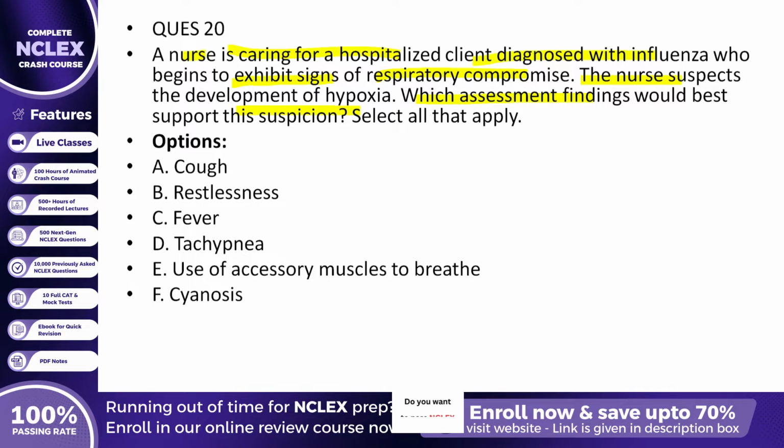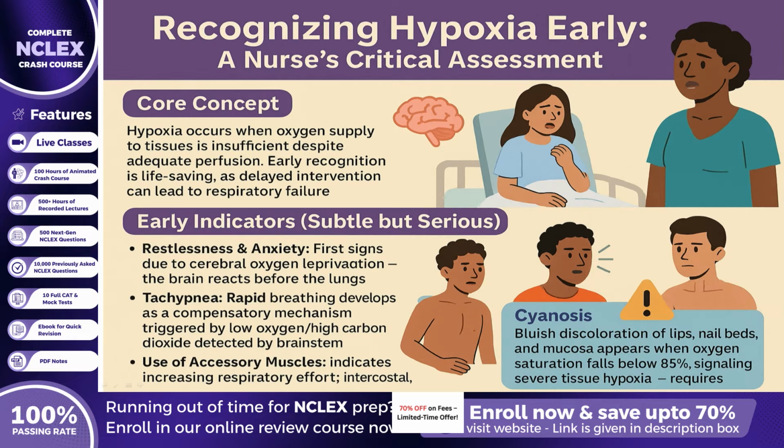After evaluating all the clues, the correct answers are option B, restlessness, option D, tachypnea, option E, use of accessory muscles to breathe, and option F, cyanosis. Now let us transition into the expanded rationale to understand why these options are correct. Recognizing both early and late indicators of hypoxia is crucial because timely intervention can prevent respiratory failure. Hypoxia, by definition, occurs when there is insufficient oxygen reaching the tissues despite adequate blood flow.